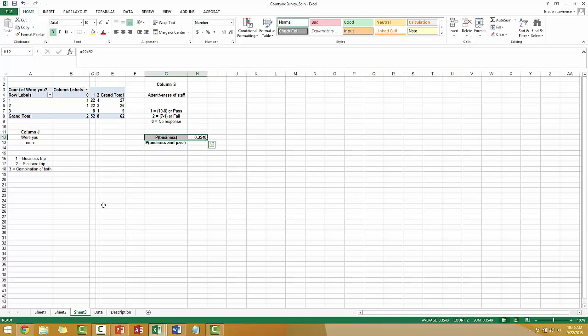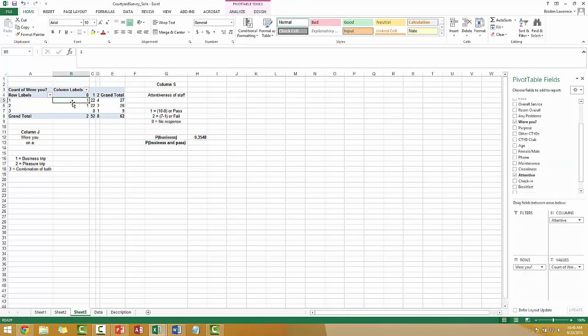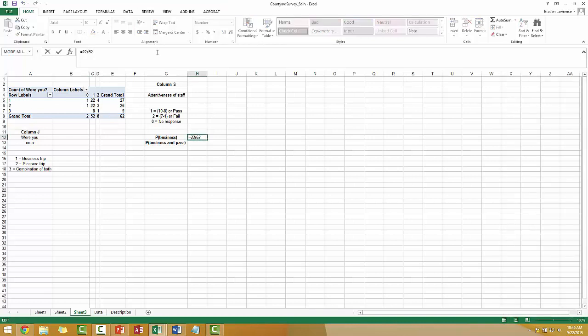Again, here I would add the "were you" into the rows and attentive to columns. Again, the probability of business is simply the 22 divided by 62, and to find the probability of business and pass, we use probability rule 9, multiplication rule for independent events. The result would be 52 divided by our 62 times 27 divided by 62, which we can see is not equal to the probability of business. Therefore, they are not independent of each other.